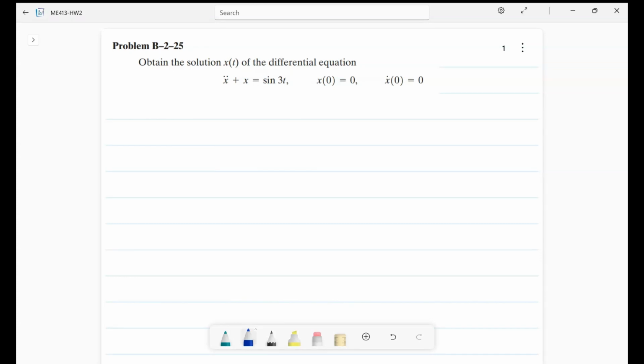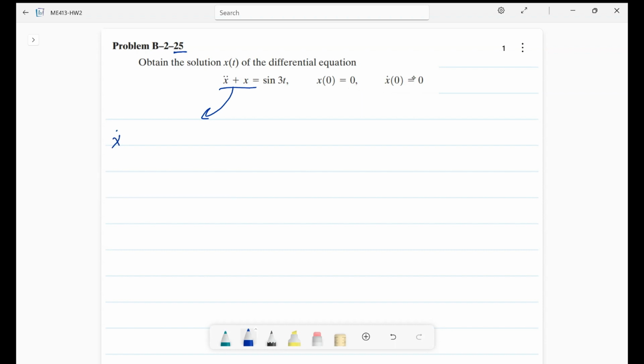Today, inshallah, we will solve problem 25 from chapter 2. The question says: obtain the solution x(t) of the differential equation x double dot plus x equals sine 3t, with initial conditions x at 0 equals 0 and x dot at 0 also equals 0. First, we'll start by converting from the time domain to the s domain using the Laplace transformation.